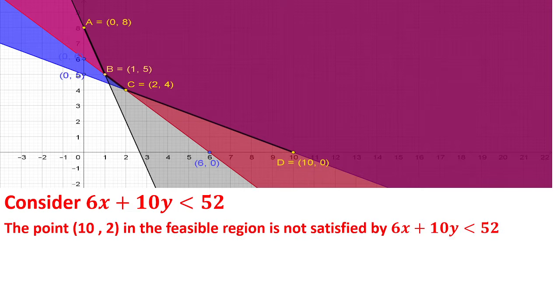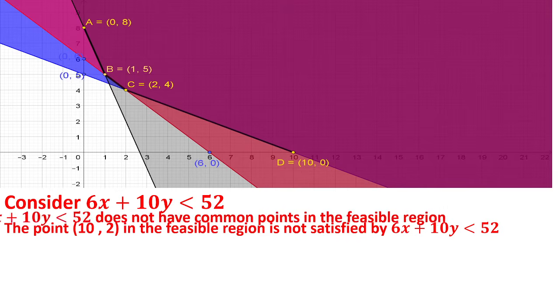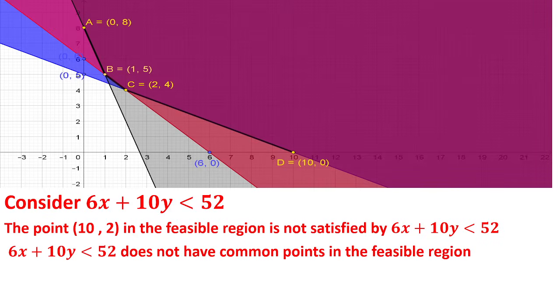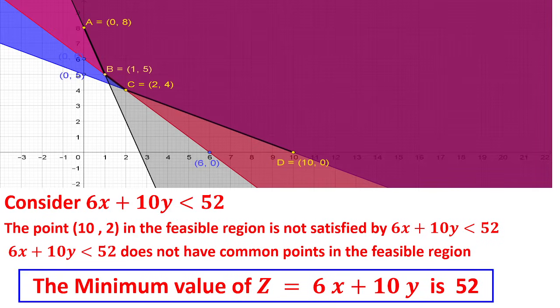For example, I take the point (10, 2). I think all of you can take anything, (10, 2), (10, 3), (10, 4). All the points are there inside. When I put it there, it is not satisfying. Therefore, it has no common point in the feasible region. Therefore, the minimum value of Z is 52 only.